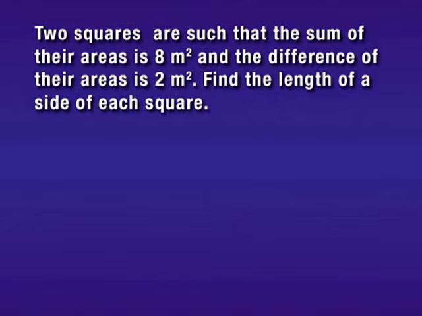Two squares are such that the sum of their areas is 8 square meters and the difference of their areas is 2 square meters. Find the length of a side of each square.